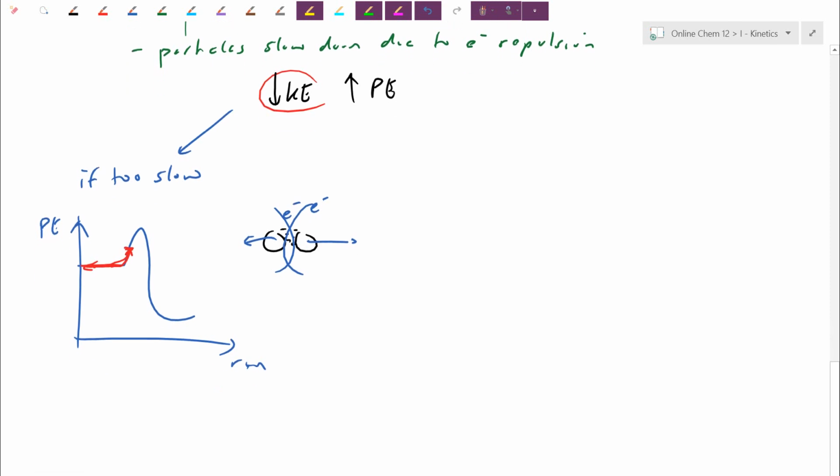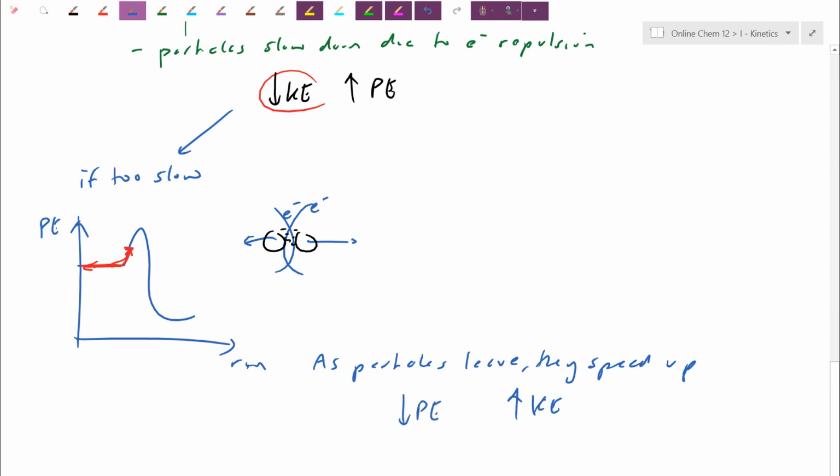So in this case here, as particles leave, they speed up. Now for us to speed up, we know we have to have an increase in kinetic energy. Energy can't just be created out of nothing. Where did I get that energy from? Well, I had to have transferred some of the potential back into kinetic, and that's when I actually climbed down the potential energy diagram, and now I'm stuck on this reactant side.